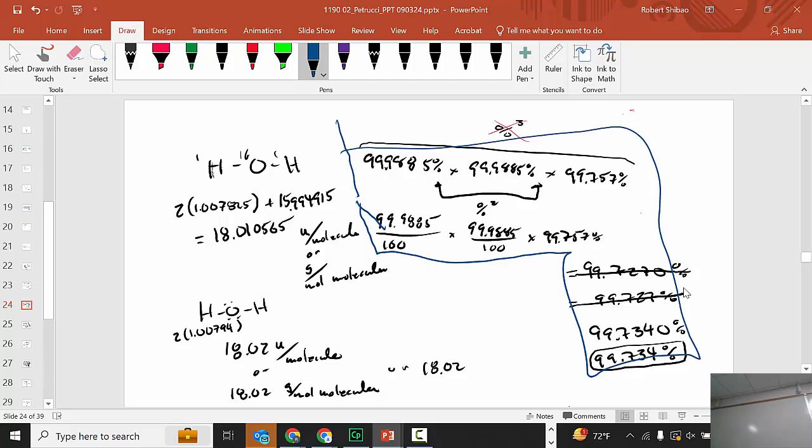All right, so we want to know what percent abundant. This is going to be the most abundant. And so if I had a million water molecules, or no, 100,000 water molecules. So 100,000 because I'll just move the decimal 3 over. So out of 100,000 water molecules, 99,734 will be H1, O16, H1.